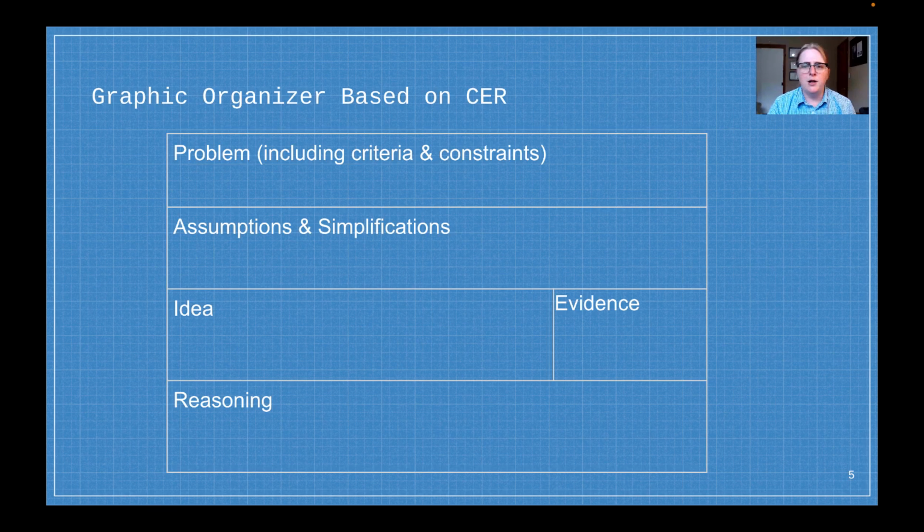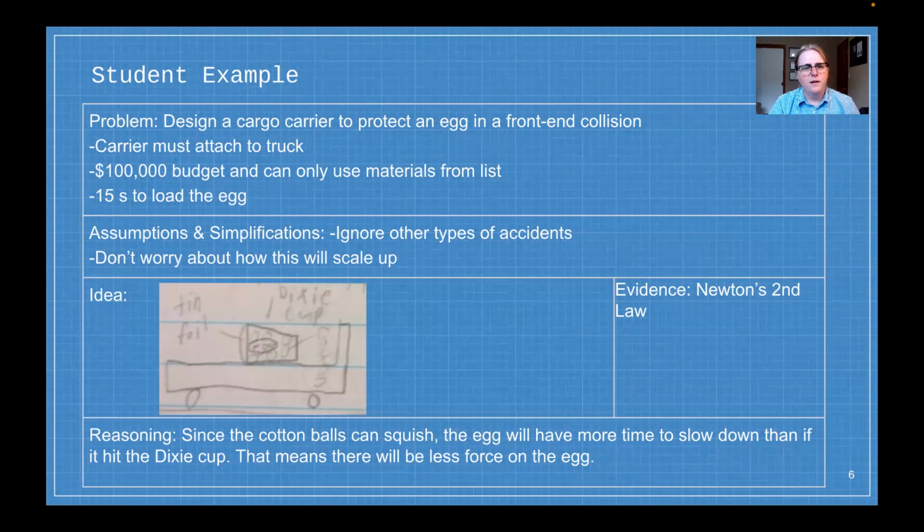Plus, it fits really well with the NGSS scientific practice of models and modeling, which calls for students to be able to recognize the assumptions and simplifications in a model. So here's an example from one of my students.